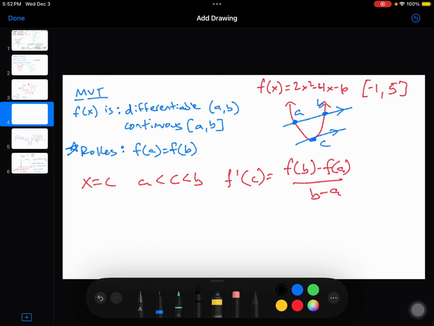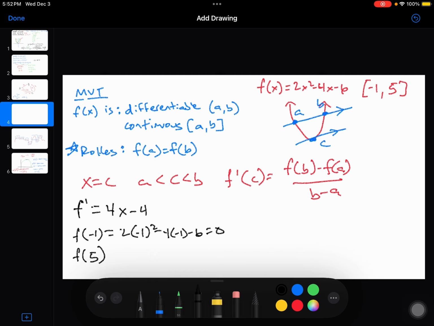You start off by looking at f. First you have to take f prime. Generally we'll use the power rule: 4x minus 4. Then we have to assess f of a, which is at -1, and f of b, which is at 5. f of -1 is going to be 2 times -1 squared minus 4 times -1 minus 6. 2 times -1 squared is 2 times 1, minus 4 times -1 is plus 4, minus 6 is going to give us 0.